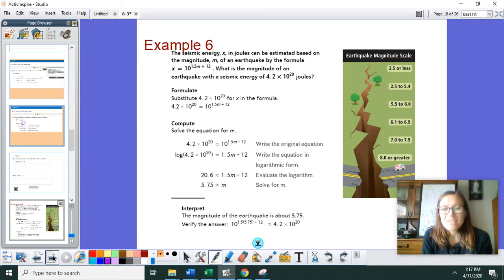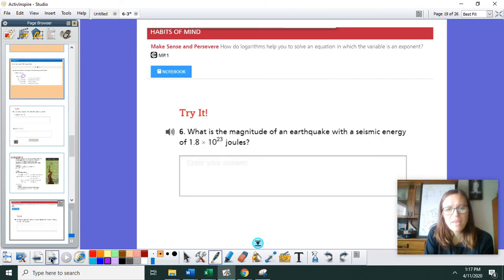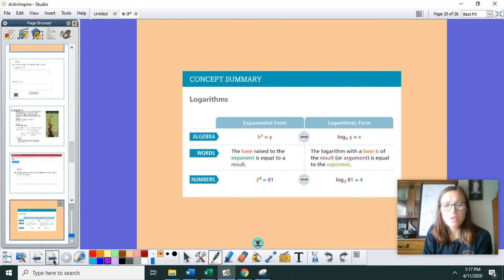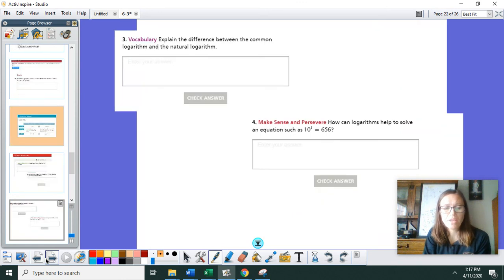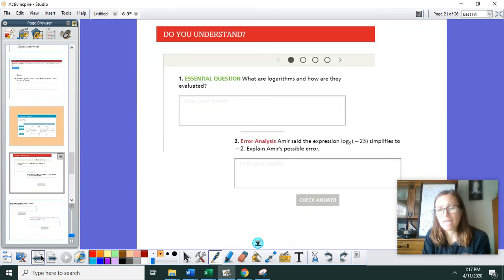After that, you get to this earthquake problem, and it's kind of a fun one where we are rewriting, but we're using an equation that they give us. I don't think you'll have too much trouble with this part. And then I think that's about it before you get to some really good notes here. And then you're in your do you understand and do you know? So let us know if you have any questions.